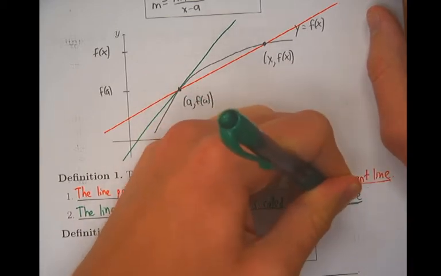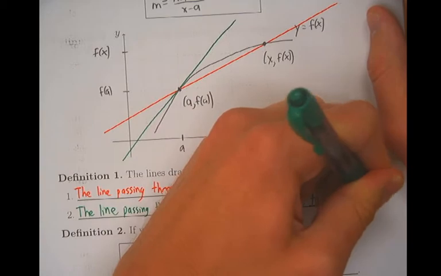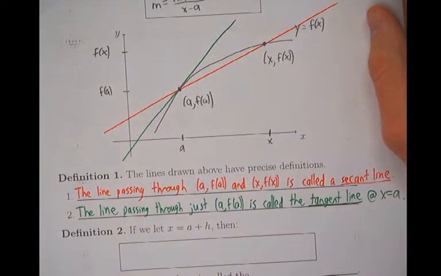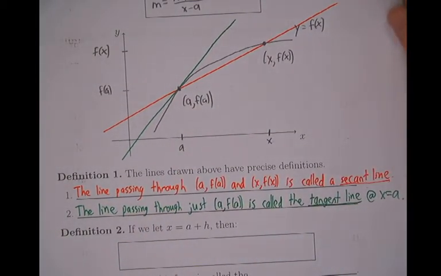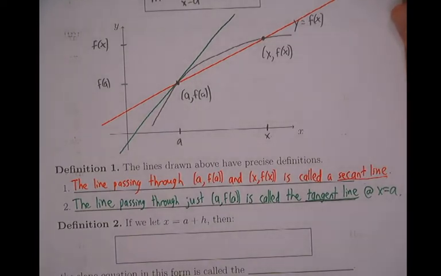The tangent line at x equals a. Okay? So in this class, we're going to be focusing more on this second one here, the green one.